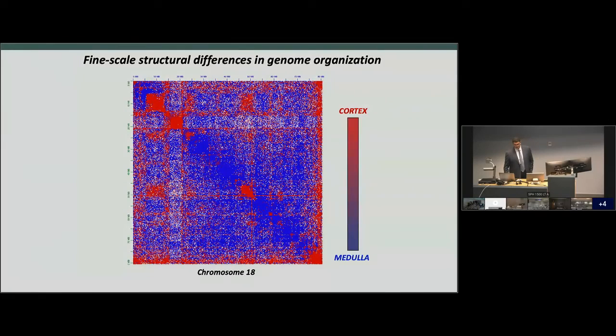So here I've color-coded regions which have an increased contact frequency either in the renal cortex in red or medulla in blue across chromosome 18. So along the diagonal would mean equal contacts, but you can see that clearly there are regions which are showing higher organization and compactness in cortex compared to medulla and vice versa. And this is not the same. Some chromosomes look very uniform, others look very choppy and almost like a plaid pattern.